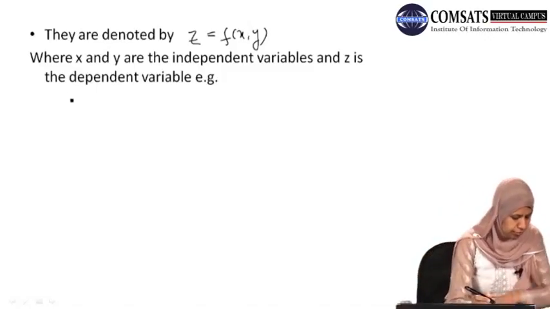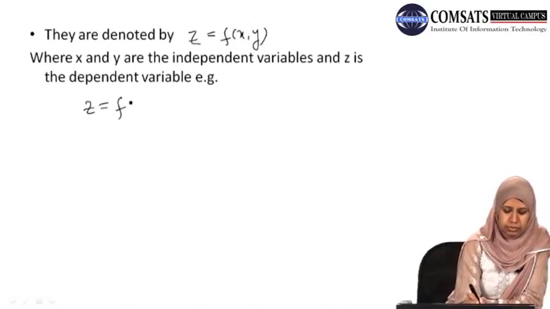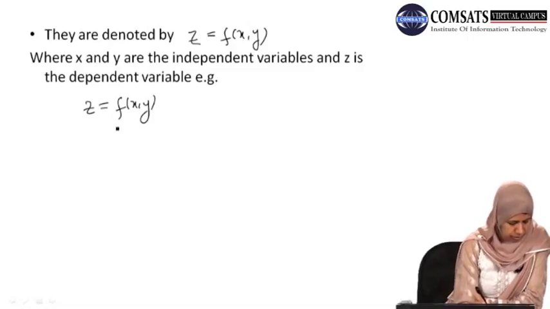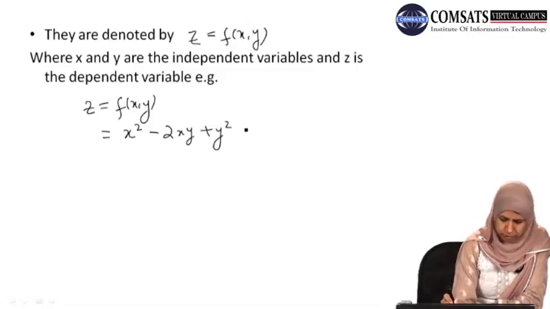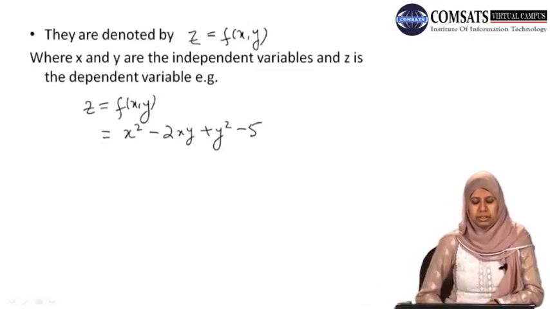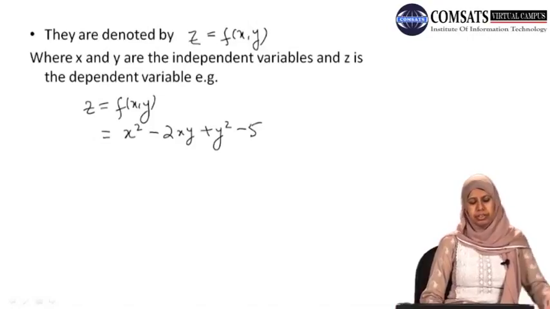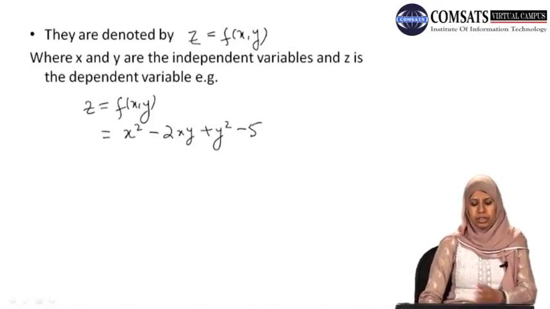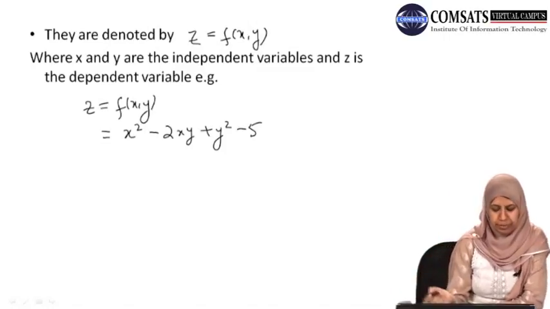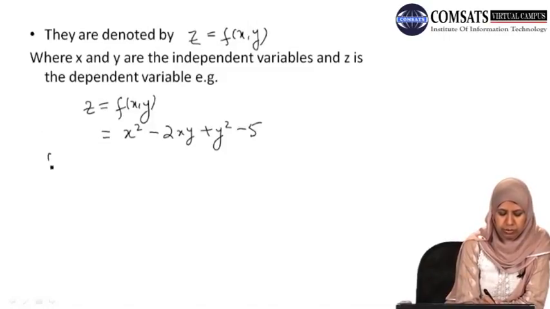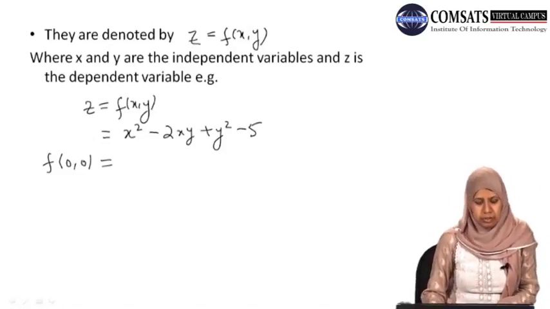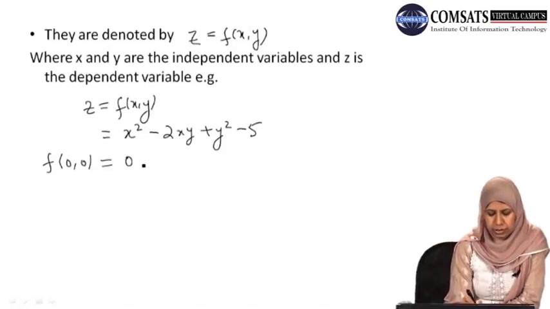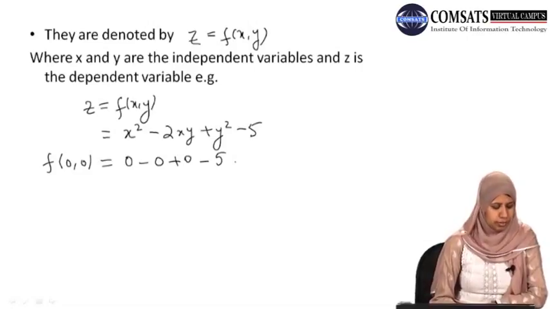For example, if we have z equals f of x, y, which equals x square minus 2xy plus y square minus 5, then this represents a function of two inputs x and y according to this rule, and the output z. If we are interested in finding the value of the output when the given input is 0 and 0, that is when both independent variables have the value 0, then we obtain our output as 0 minus 0 plus 0 minus 5. So in this case the output will be minus 5.